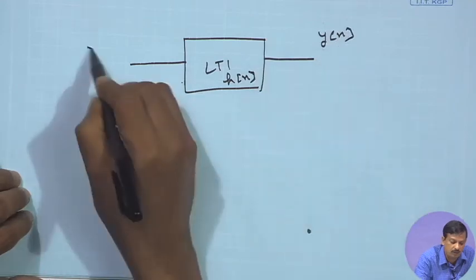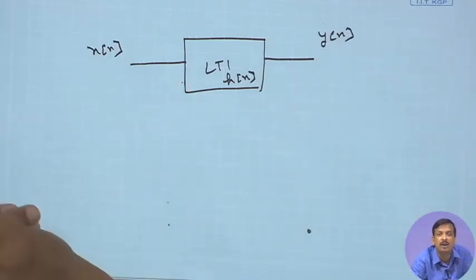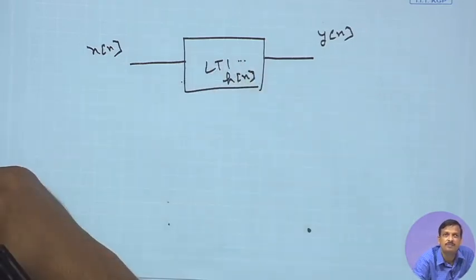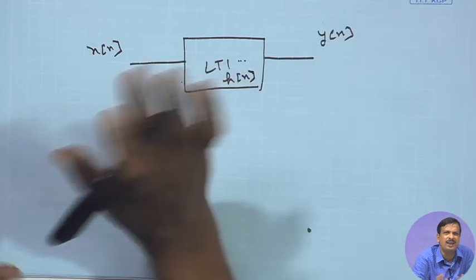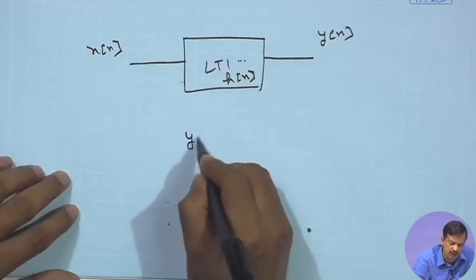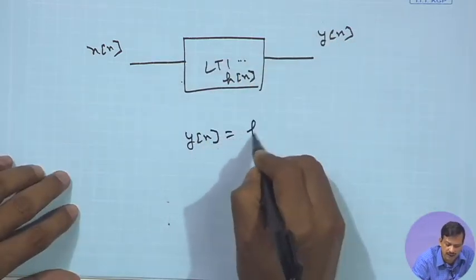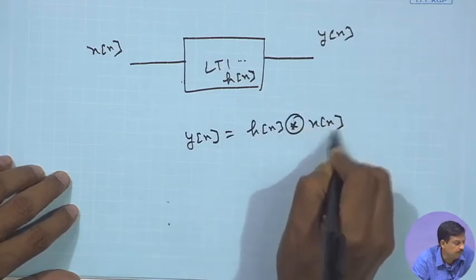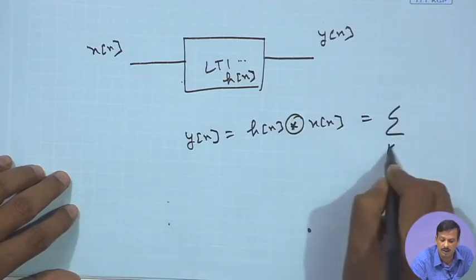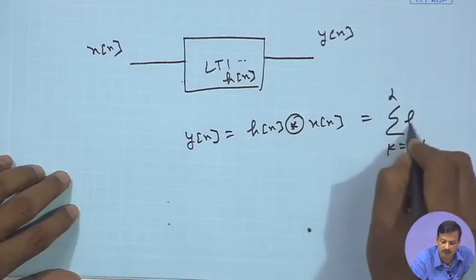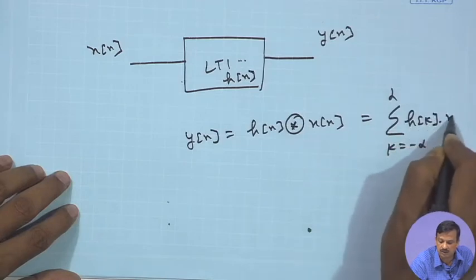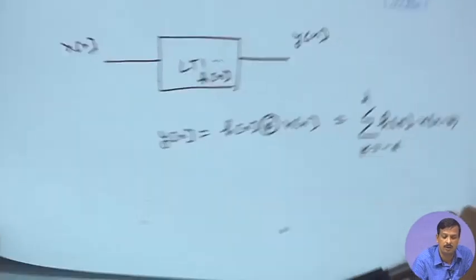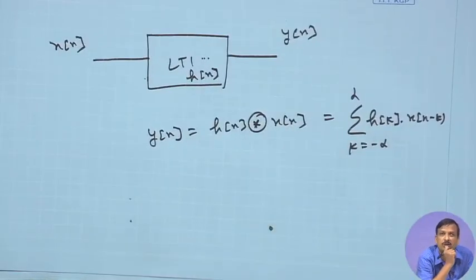If I provide an input x[n], I want to know the frequency response of this h[n]. Mathematically I can do many things, but what is y[n]? y[n] is nothing but h[n] convolved with x[n], which is the sum over k equal to minus infinity to infinity of h[k] into x[n minus k].